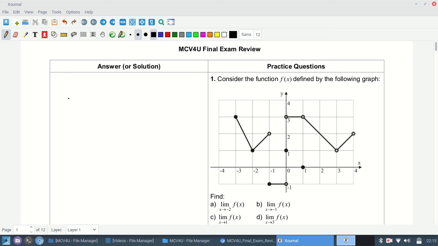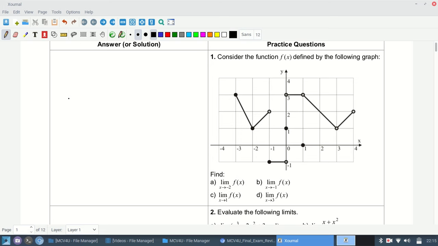I'm using Xournal on Linux. And so yeah, let's start by evaluating limits. That's going to be the first test here for Lehigh. So we've got part A, and we're finding the limit as x approaches -2 of f of x.